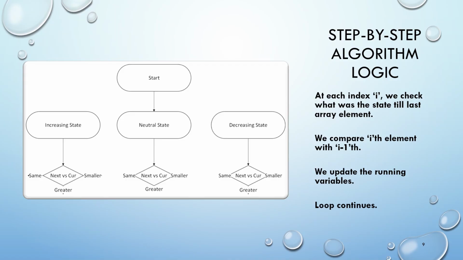If you closely observe, we will have 3 states at each index. Either it would be increasing or decreasing or neutral. Also, at each index, we will have 3 options based on 3 conditions: the current is greater than previous, or it is less, or it is equal. So based on these, we will have 9 conditions. That is, which state we are in and what the comparison result between the next and current is. Let's see how these 9 conditions will implement their logic.